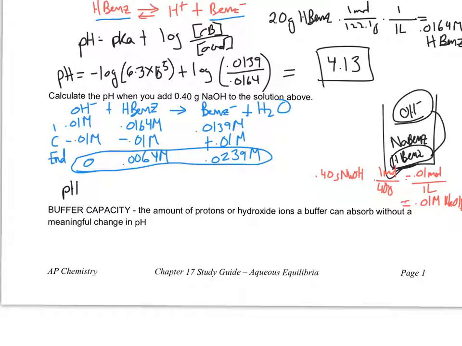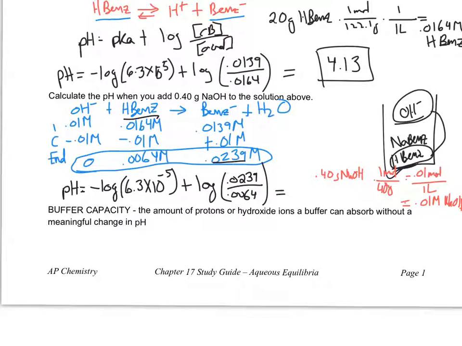pH is going to be pKa, which is the negative log of the Ka. My Ka, it's still benzoic acid, so it's still 6.3 times 10 to the negative fifth, plus log of my conjugate base. So my conjugate base is the benzoate ion, so it's 0.0239, divided by my acid, which is 0.0064. Punch that in, you get 4.77.